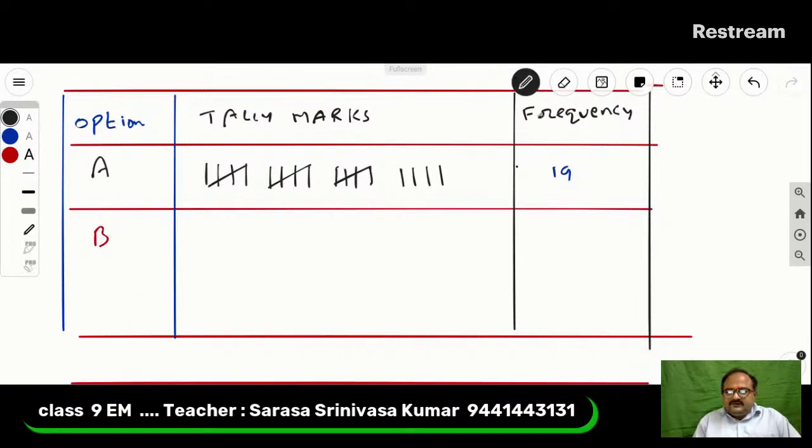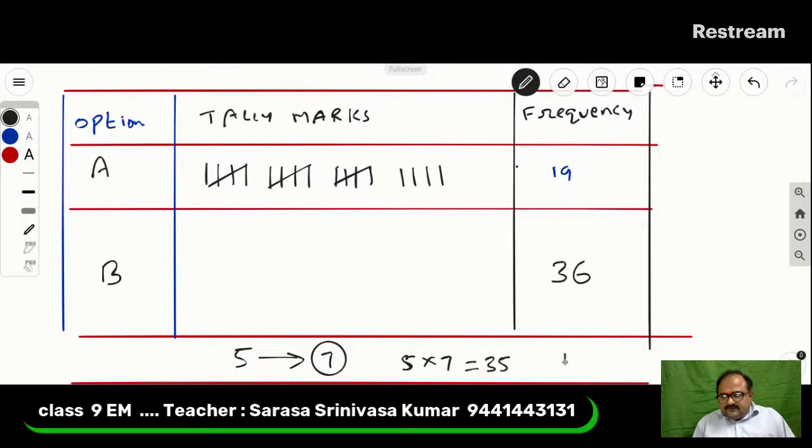Now what is the frequency of option B? We observed 36 polls for option B. So the frequency of this option B is 36. Then how to write 36? We should write 5s. How many 5s should be written? 7 5s should be written. 5 into 7 is equal to 35. And the last one.